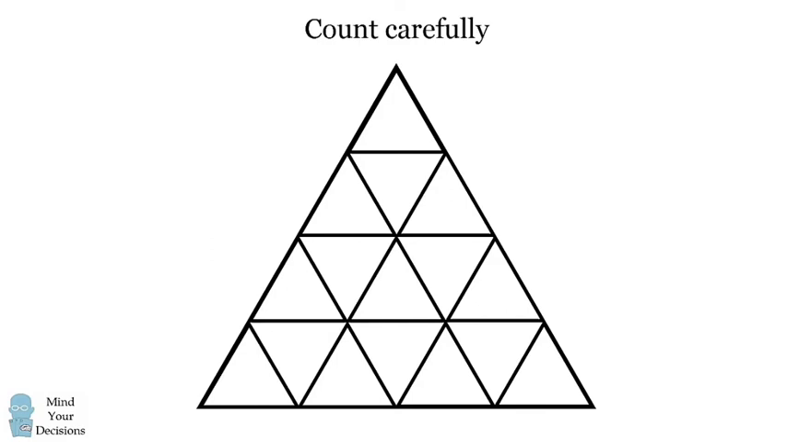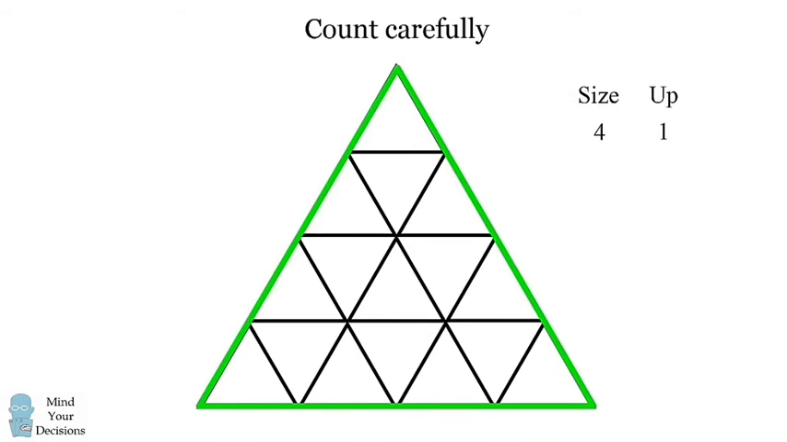We need to count the number of triangles very carefully. We'll first consider triangles which have a size of 4, which means its side length is equal to 4 times the smallest triangle. There's exactly one triangle of this type, and this triangle is facing upward. Let's continue counting only the number of triangles which are facing upward.